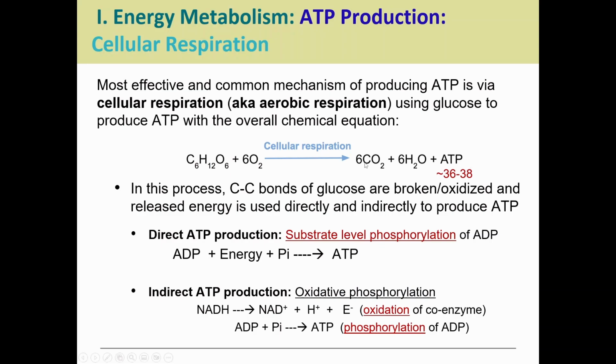But in the whole thing, we notice we're breaking those carbon-carbon bonds. We go from a molecule that has 6 carbons bound together to 6 individual carbon dioxides where we have just 1 carbon each. And it's that process of breaking the carbon-carbon bonds that allows us to do this. Again, we can directly produce this ATP with substrate level phosphorylation, or indirectly, where we're using the electron chains to make ATP through oxidative phosphorylation.